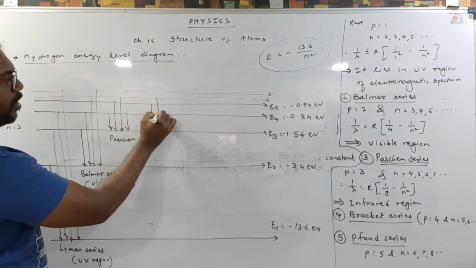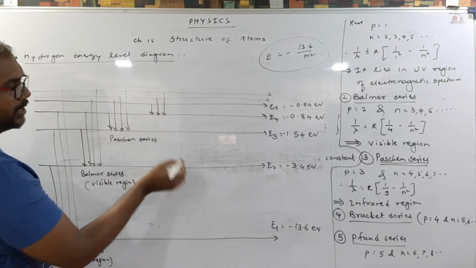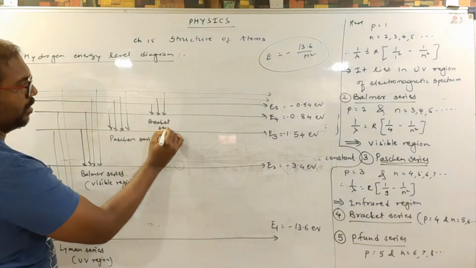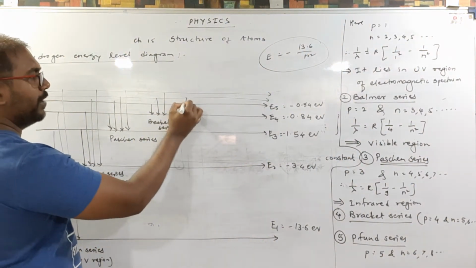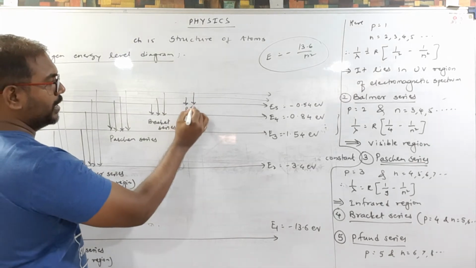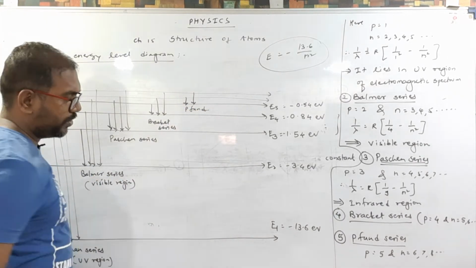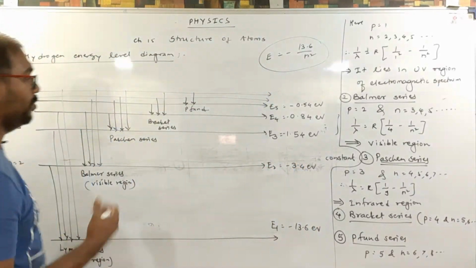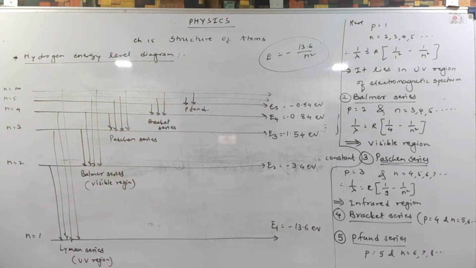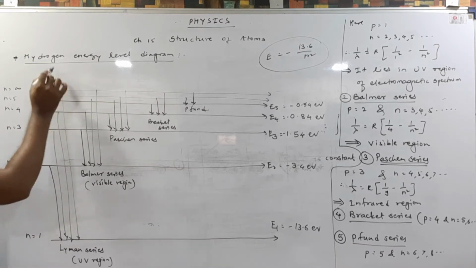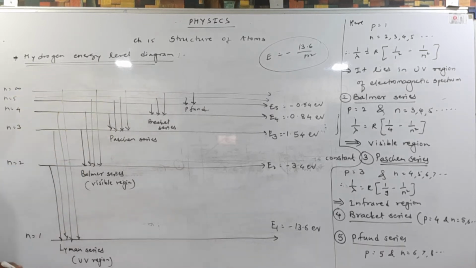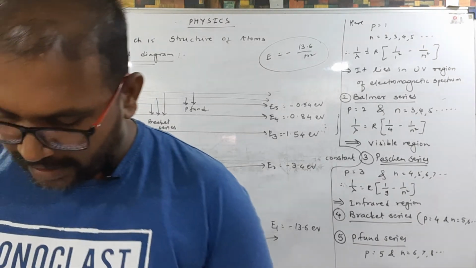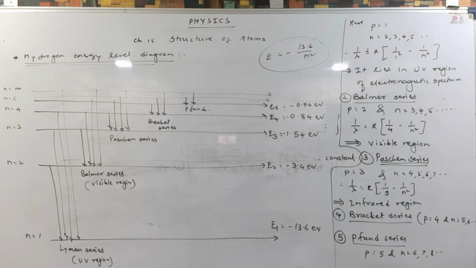Then outer orbit to orbit 4 is the Brackett series, and outer orbit to orbit 5 is the Pfund series. So this is the energy level diagram for the hydrogen atom. This diagram is asked in board exams many times, so you have to remember it. See this diagram very carefully. This is very important.